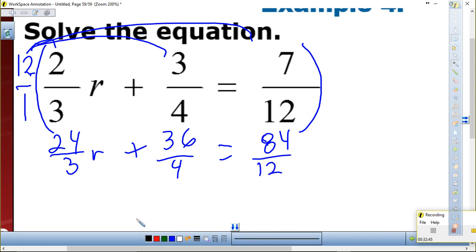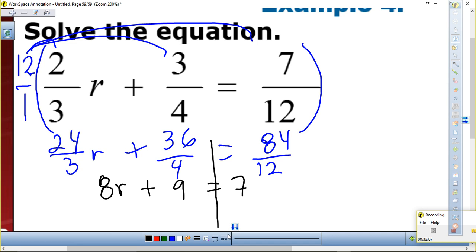You're saying we still have fractions, Mr. Q. I know. What is 24 divided by 3? 8R. Plus, what is 36 divided by 4? 9. And what is 84 divided by 12? 7. Do you know how to solve these kinds? Yes. Copy that. And you know what to do from there. You draw your line down, write your operations, and so on and so forth.